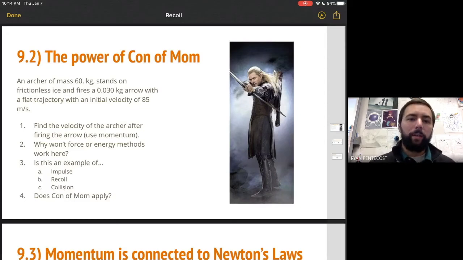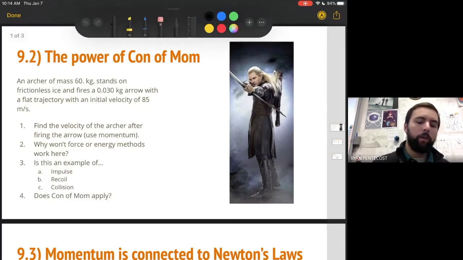Hi, everyone. Today we're going to talk about recoil. This is one of the interactions in momentum that can actually be conservative. We have an archer of mass 60 kilograms, who stands on frictionless ice and fires a 0.030 kilogram arrow with a flat trajectory with an initial velocity of 85 meters per second.